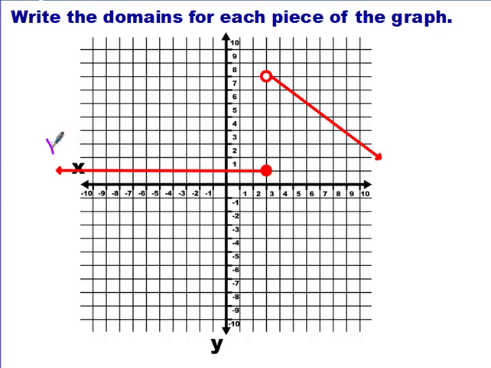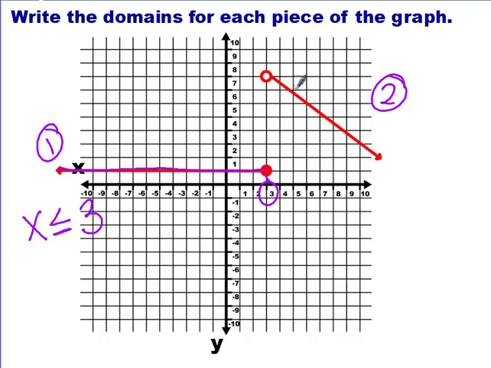So we've got 2 pieces. Let's start with the left piece first. So if we take a look, we are comparing to 3. 1, 2, 3. So these are x's that are compared to 3. We have a closed circle for this line. So all of these x's are less than or equal to 3.